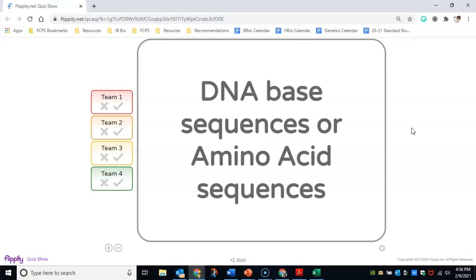DNA is much more trustworthy than looking at something and saying, I think maybe you're related to this other thing that looks like you, right? We don't like to do that because it's so unreliable. But using DNA or amino acids, that's super reliable.